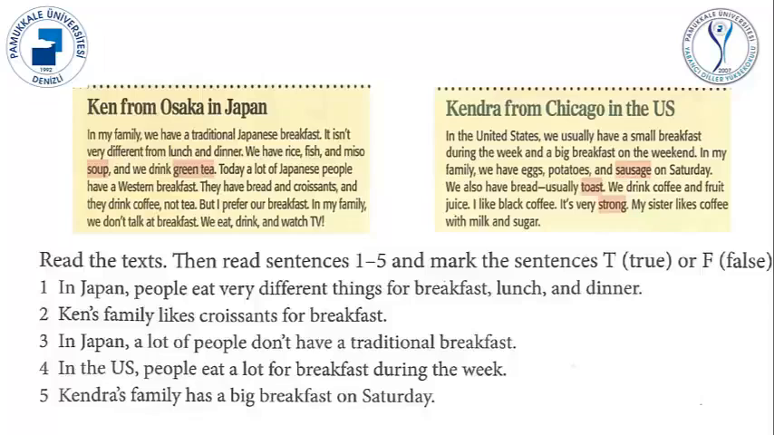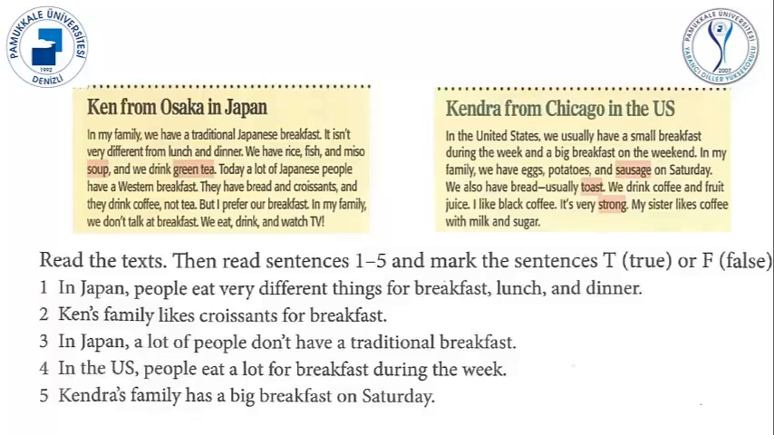Kendra from Chicago is in the United States. In the United States, we usually have a small breakfast during the week and a big breakfast on the weekend. In my family, we have eggs, potatoes, and sausage on Saturday. We also have bread, usually toast. We drink coffee and fruit juice. I like black coffee. It's very strong. My sister likes coffee with milk and sugar.